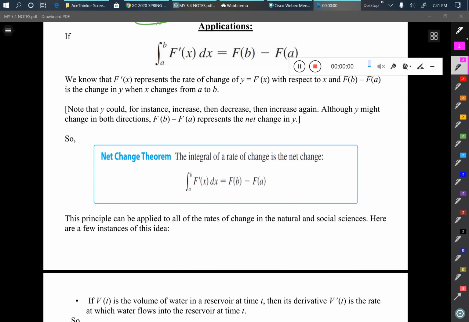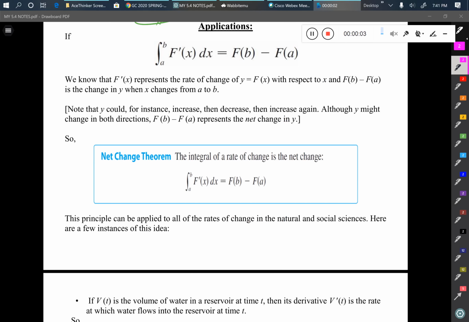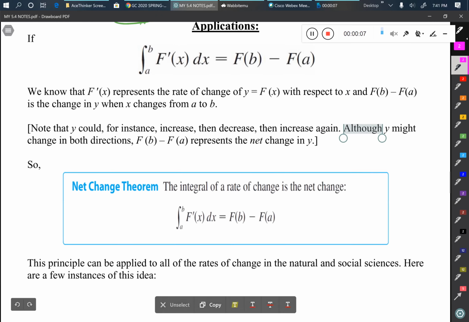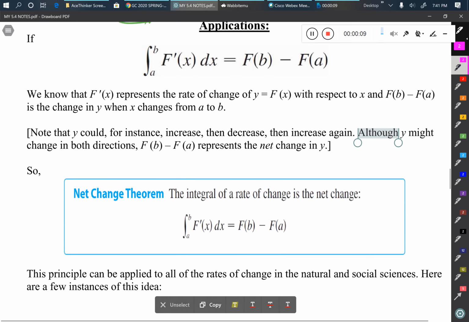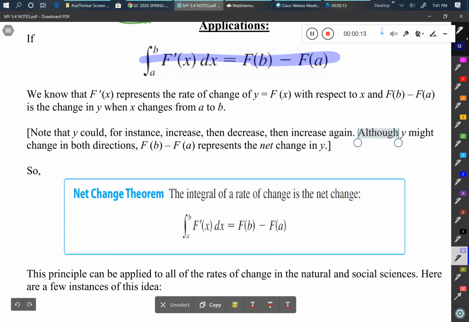Alright, so here we are with part 2 of section 5.4, and we're taking a look at applications of definite integrals. Specifically, we're taking a look at this one right here. We're saying that we want to take a look at this application of a definite integral.